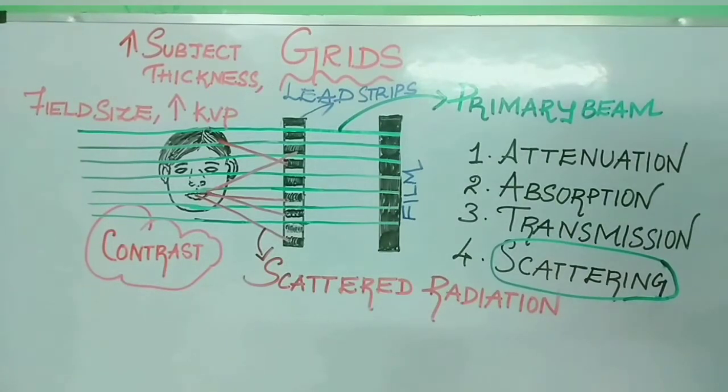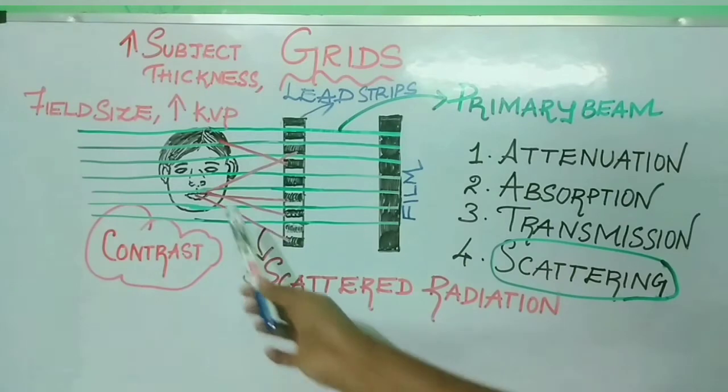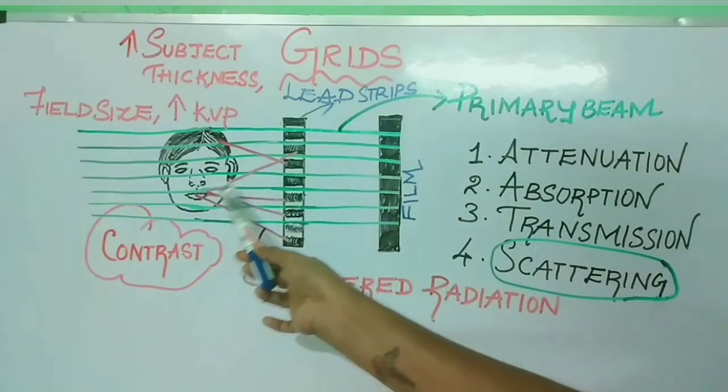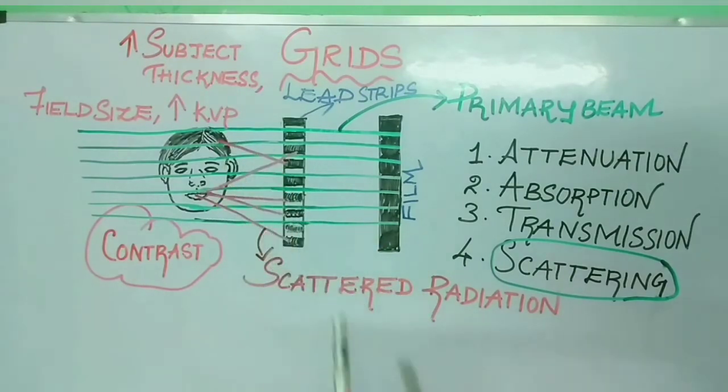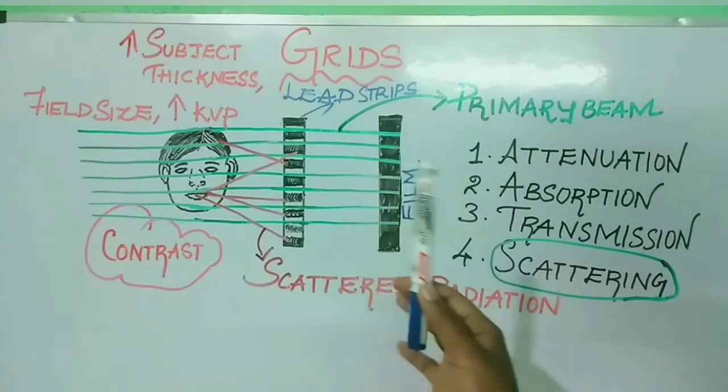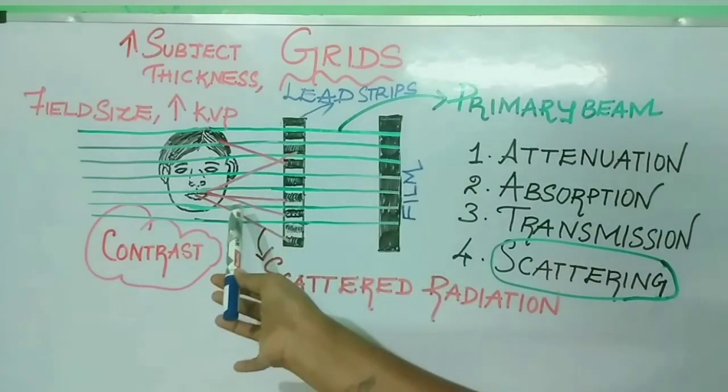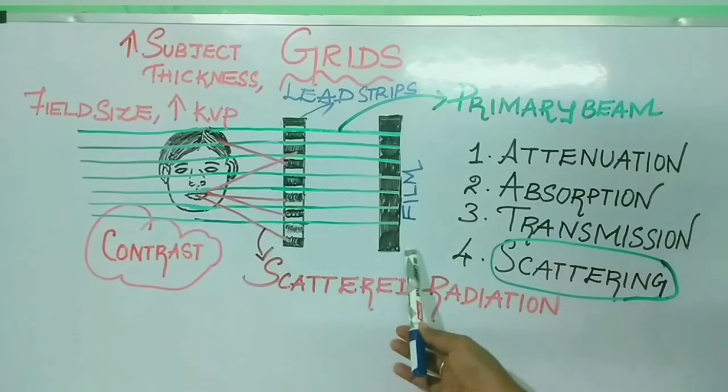Grids are basically used to prevent scattered radiation. So these red colored lines are scattered X-ray photons. Grids are used to prevent this scattered radiation from reaching the film.